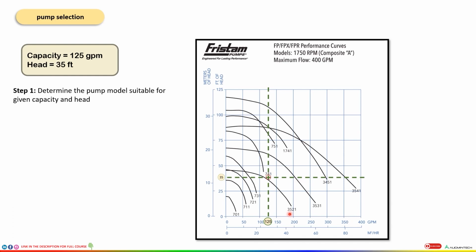So what to do in this case? What is the model that is available just after this intersection point? So we get this curve. This curve means the model that we have to select is 3531. So the first step is done. We have selected the model as 3531. So out of all these models, the model which is suitable to overcome 35 feet of head and maintain a flow of 125 GPM is the model 3531. Okay, let's see step 2.